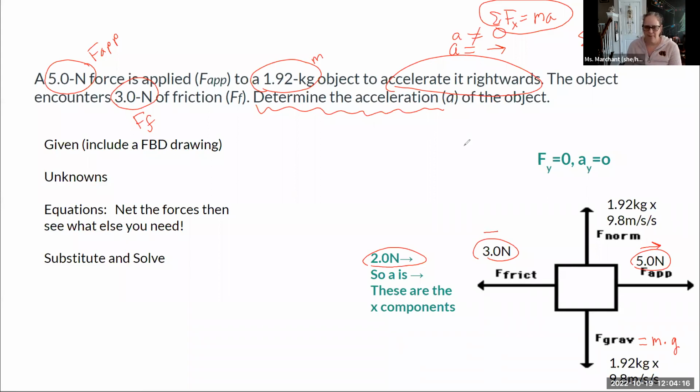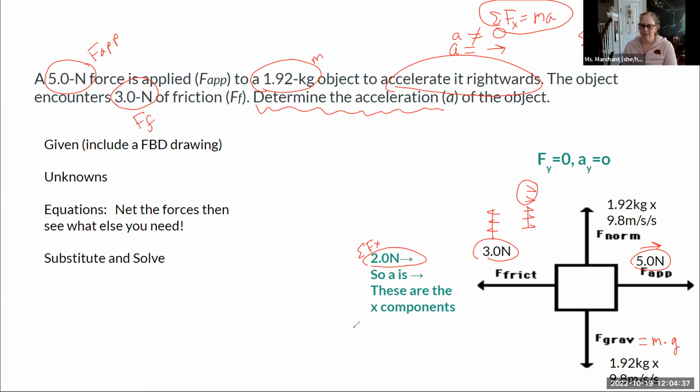Okay, so I had 1, 2, 3 newtons pushing to the left and 1, 2, 3, 4, 5 pushing to the right. So 3 on both sides get canceled out. I'm left with 2 newtons pushing to the right. That is my net force in the x direction.